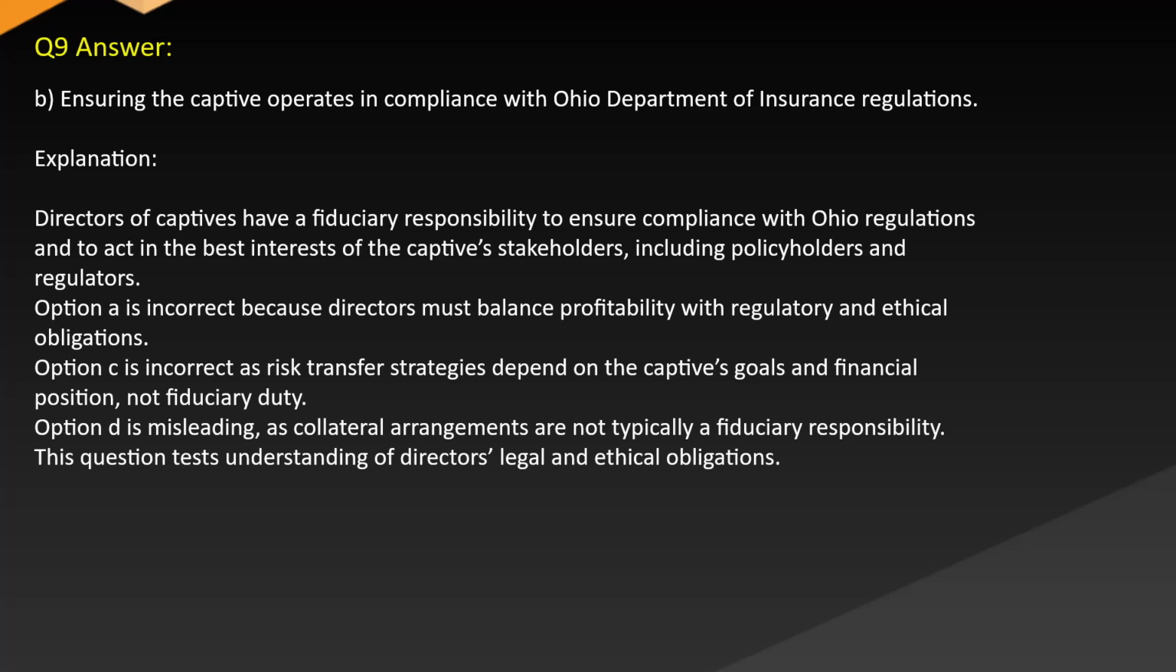Option A is incorrect because directors must balance profitability with regulatory and ethical obligations. Option C is incorrect as risk transfer strategies depend on the captive's goals and financial position, not fiduciary duty. Option D is misleading as collateral arrangements are not typically a fiduciary responsibility. This question tests understanding of directors' legal and ethical obligations.